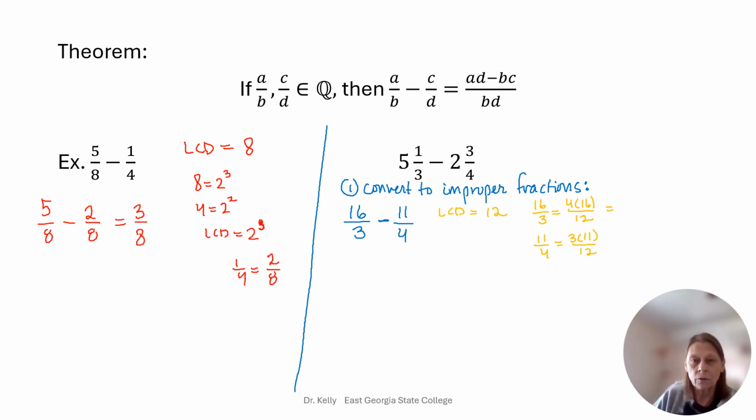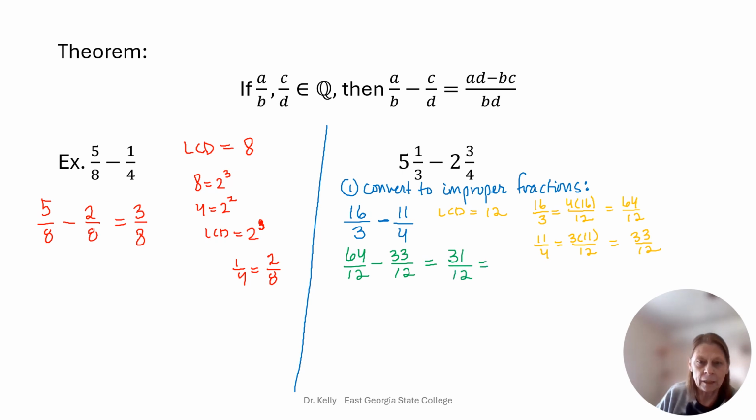Let me see if I can do this real quick. 4 times 16, so this is 64 twelfths. And this is 33 twelfths. So this now becomes 64 over 12 minus 33 over 12 equals 31 over 12.